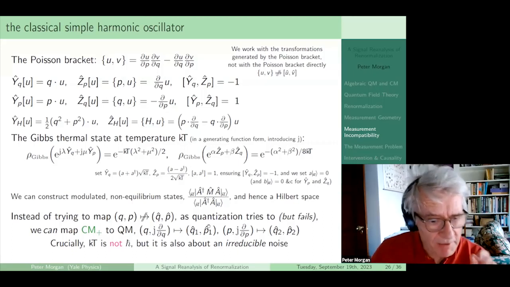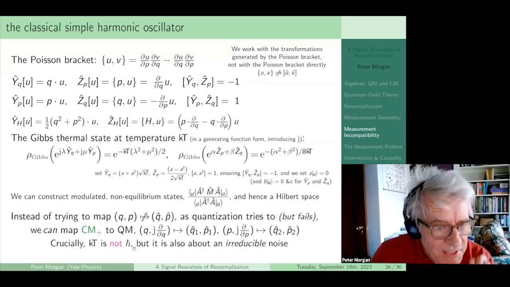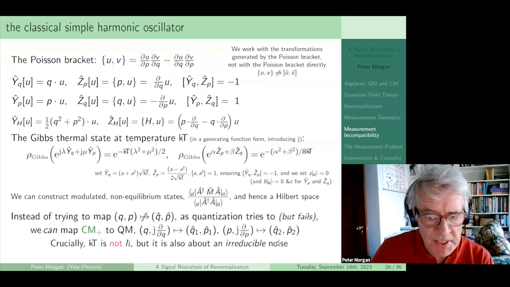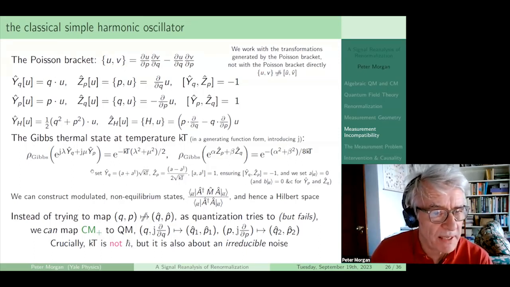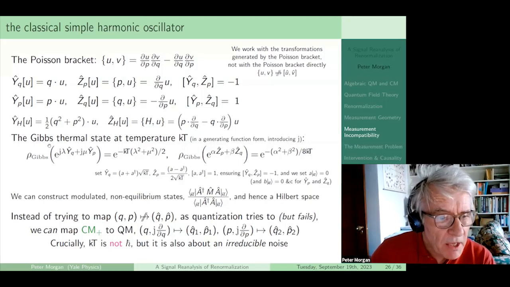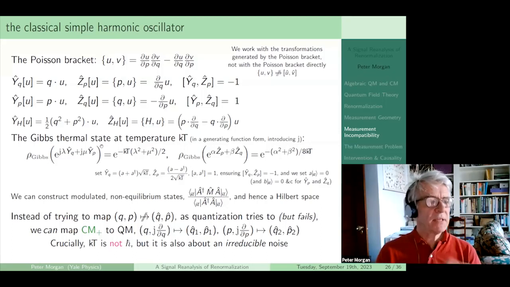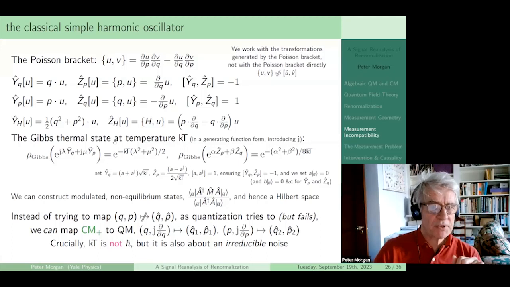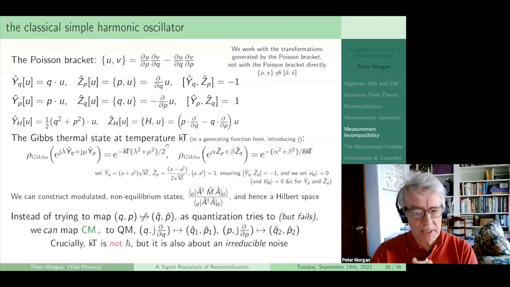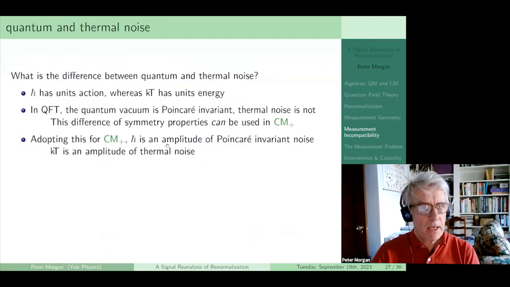KT is not H bar, however, but there's something really curious about this, and that is that this is just as much about an irreducible noise as quantum mechanics is, because we have here the Gibbs state does not care what the heat bath is. It doesn't care what the interaction with the heat bath is, provided those two together give us a probability distribution for the system we're interested in. This is a good model for it. We are happy. We don't care about what is causing it to be that way. So what is the difference between quantum and thermal noise?